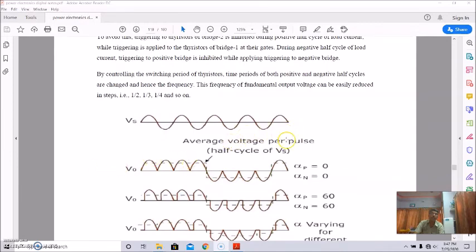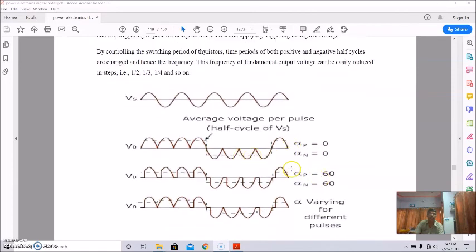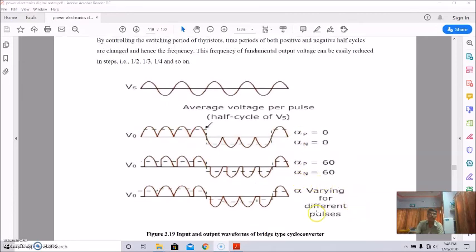So this is like this: average voltage per pulse. This is a half cycle of the supply voltage when the delay angle is 0 for the positive bridge, and this is for the negative. Okay. So this is actually for 60 degrees delay angle for the positive bridge, and this is for the negative bridge. So these are the waveforms. This is the positive bridge, and this is for the negative. This is positive, this is negative. And this is alpha varying for different pulses, as shown.